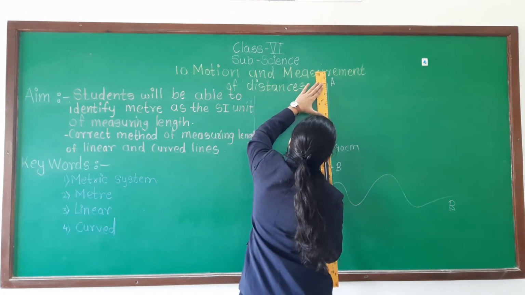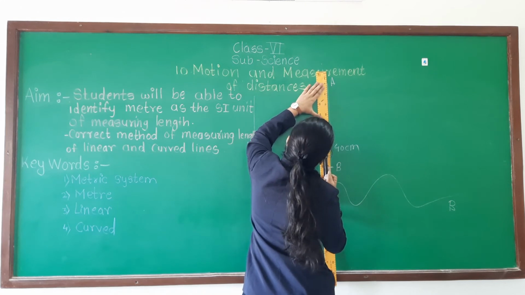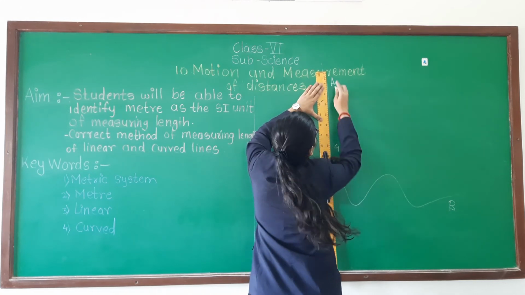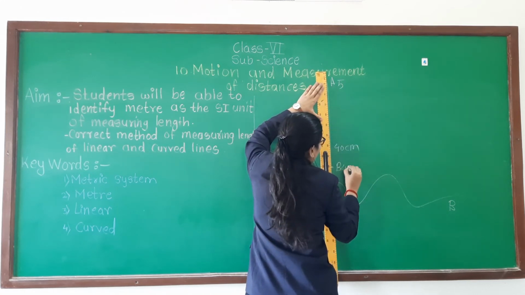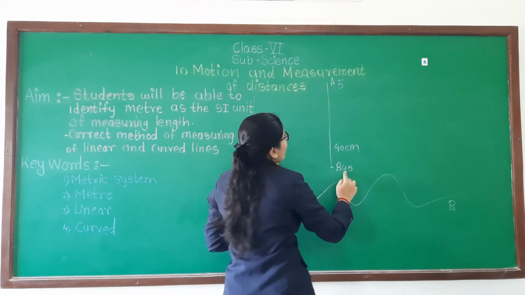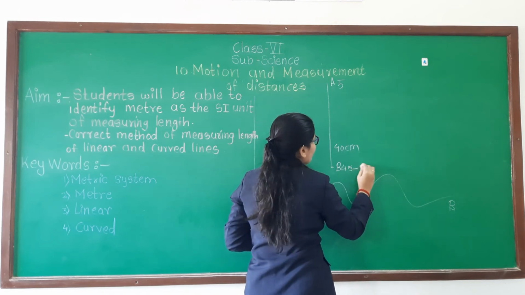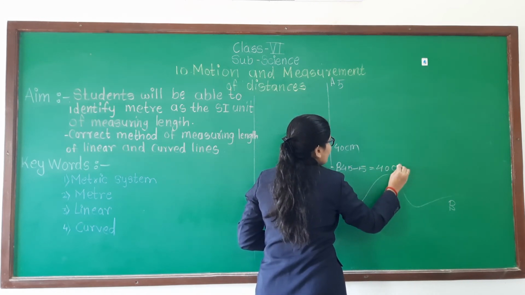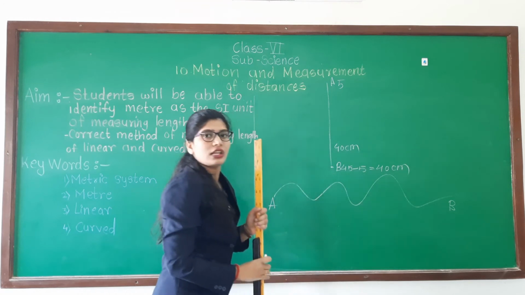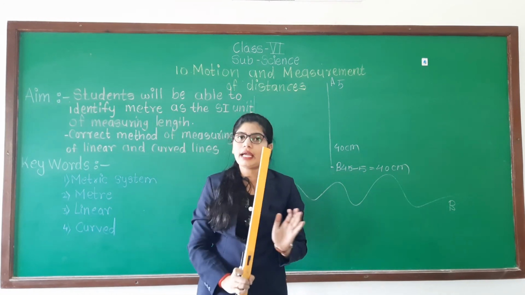Now here I have taken 5 and here 45. Okay, here is 5 and 45. What we have to do? 45 minus 5. Okay. What is the answer? 40 centimeter. So like that you have to measure the linear line.